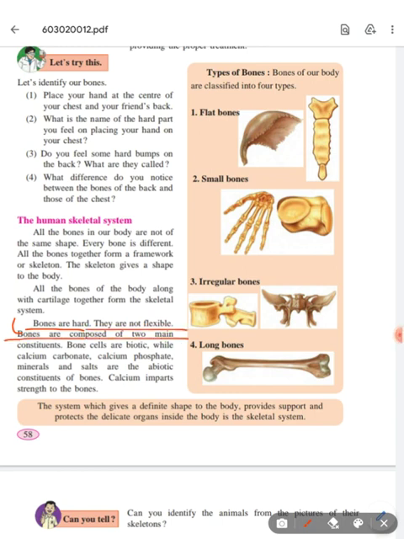Bones are composed of two main constituents. Bone cells are biotic, while calcium carbonate, calcium phosphate, minerals and salts are the abiotic constituents of the bone. Calcium imparts strength to the bones. The system which gives a definite shape to the body, provides support and protects the delicate organs inside the body is the skeleton system.